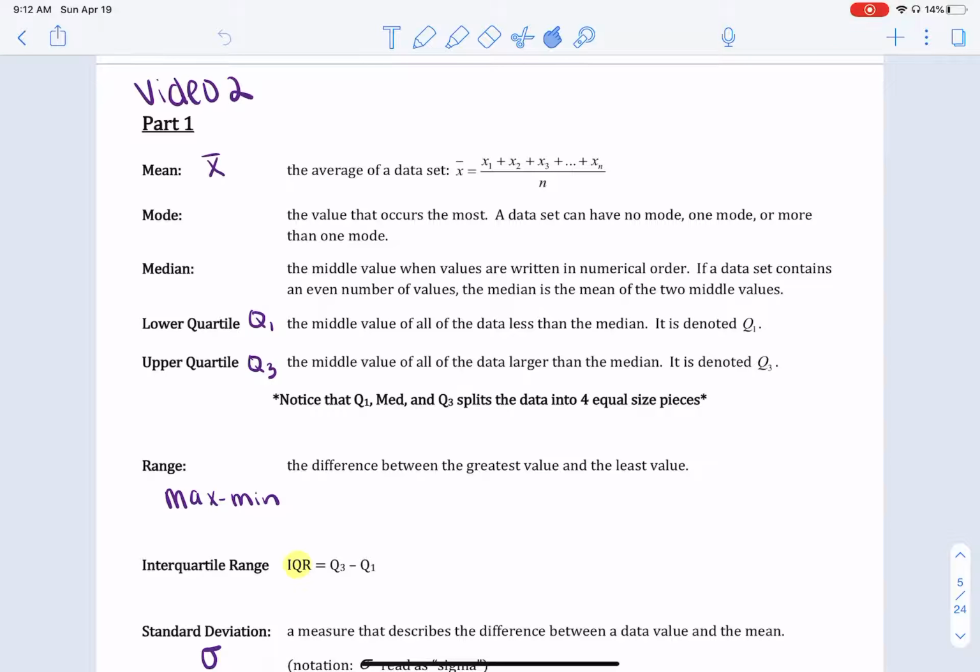Hi everyone, welcome to the second video of chapter 11 where we are learning about statistics. In this video, we are going to be talking about central tendency.